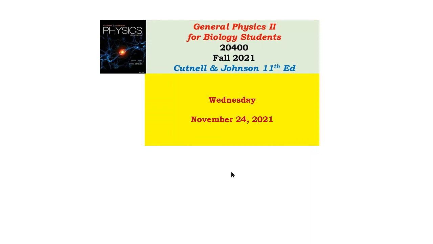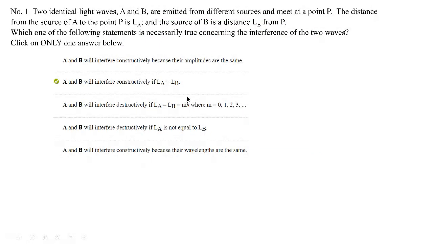And so I'm now going to go over the test 3 questions, all right? So the first one is, in a way, very simple. It just says, I have 2 identical light waves, A and B, emitted from different sources and meet at a point P, somewhere further down the turnpike. The distance from source of A to the point P is LA.